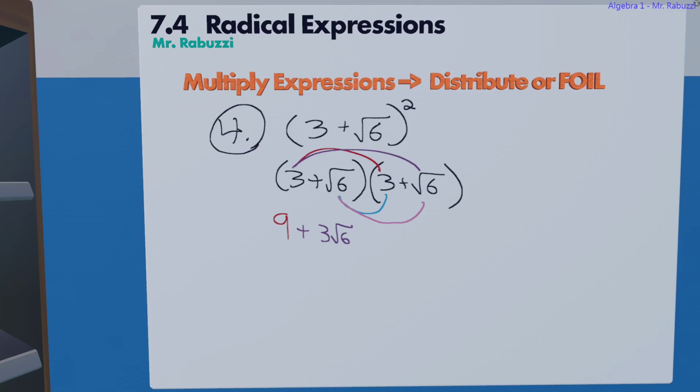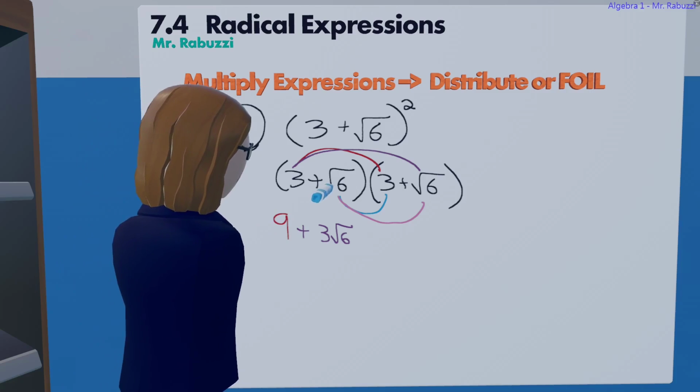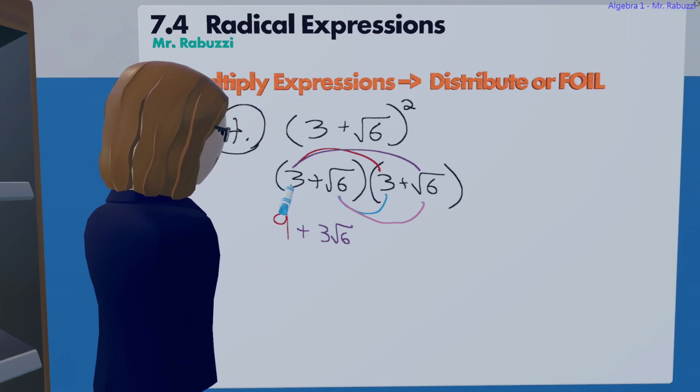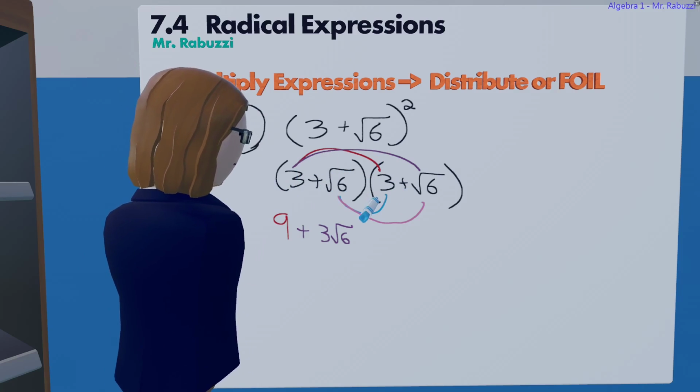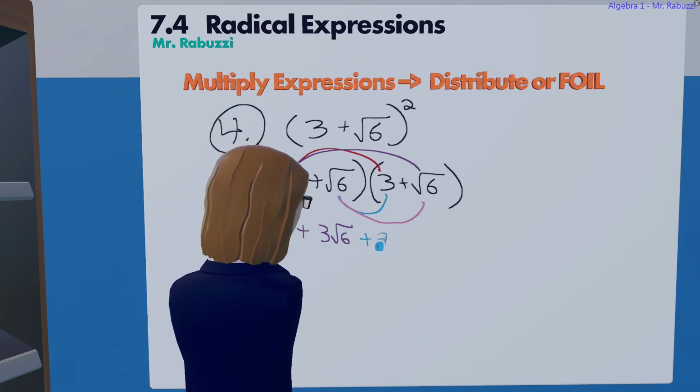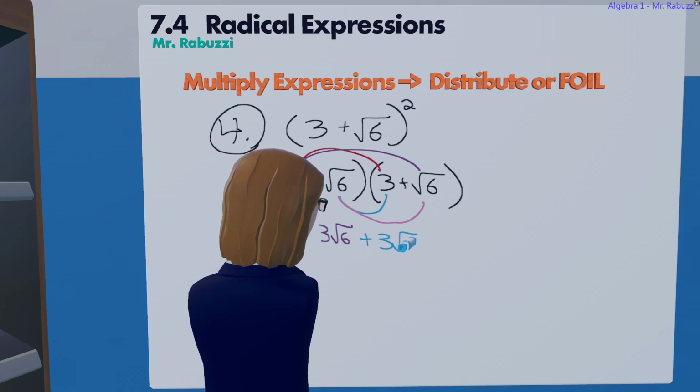Okay. Next color is blue. Let's look at the blue arc. We got root 6 times 3. So that's the same thing as this one. 3 times root 6 times 3. Same thing. So it's positive, we know, and it's 3 root 6.